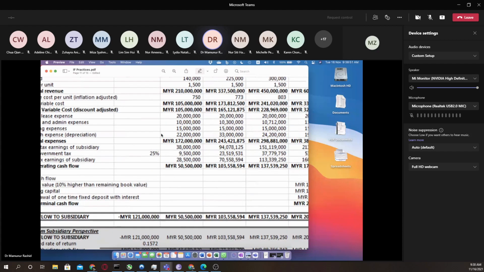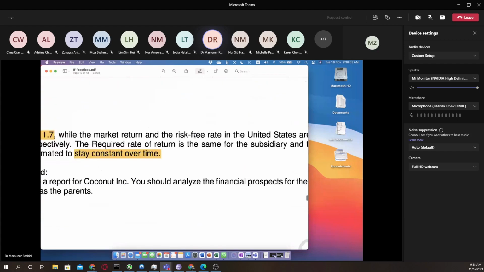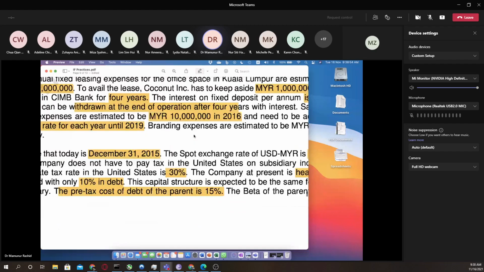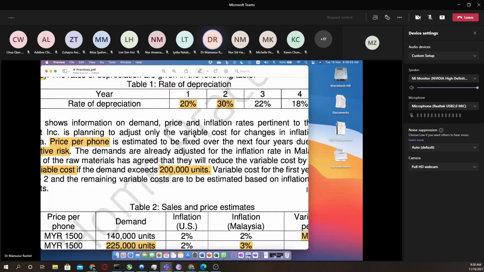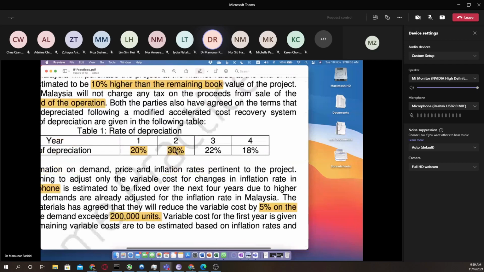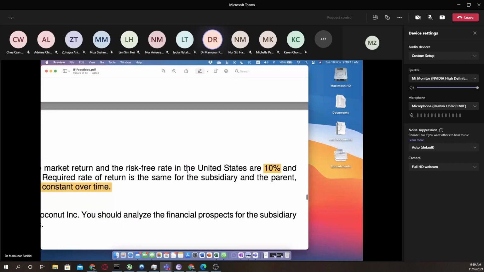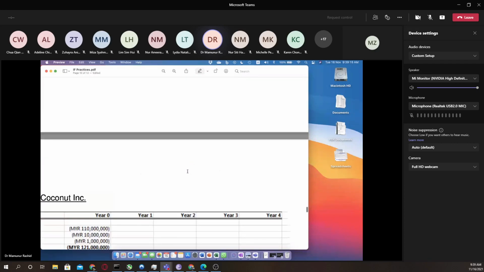Now, if you want to calculate the book value of this machine, that would be 20% plus 30 plus 22 plus 18, so 90% covered. It's a 4-year machine class, so 90% covered. Remaining 10% would be the book value. On this 10%, you will add another 10% to calculate the market value according to the information given, right? So let's go back and see how these are calculated. We'll come back to this later on.